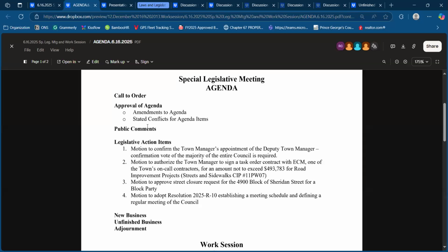I just noticed on the agenda, I was curious about the discussion that happened regarding the fireworks last time, and I was curious if that was going to be addressed in this meeting at all. Not as part of the legislative agenda, but we'll talk about it as part of the work session. All right, thank you. Any other public comments?